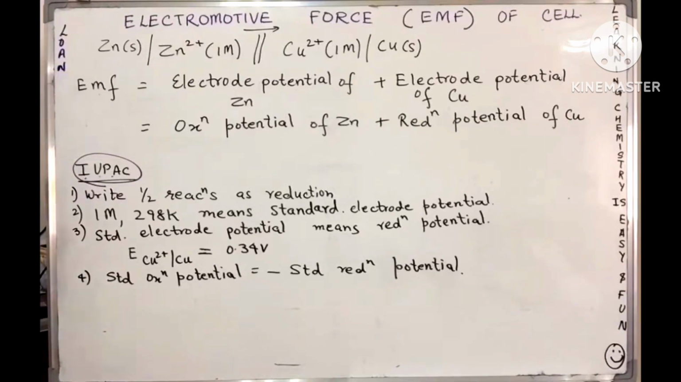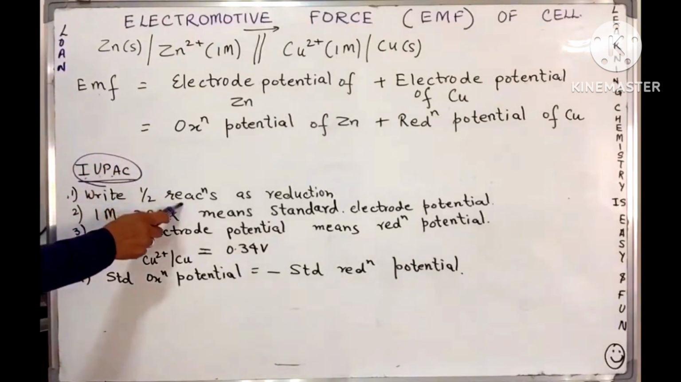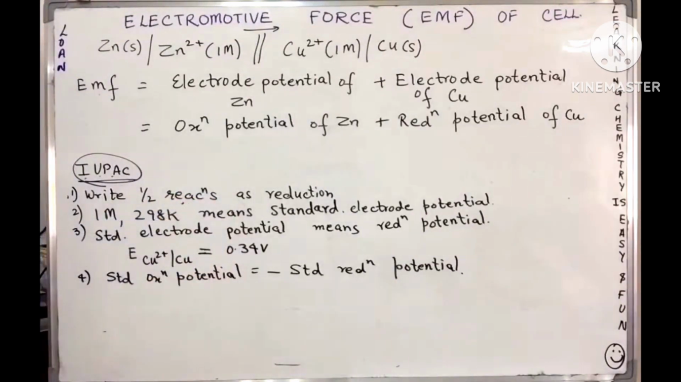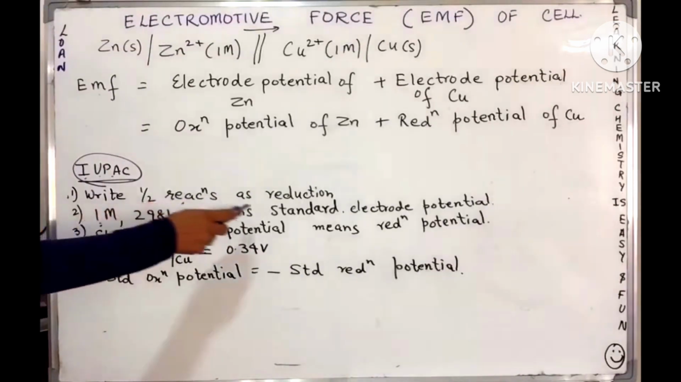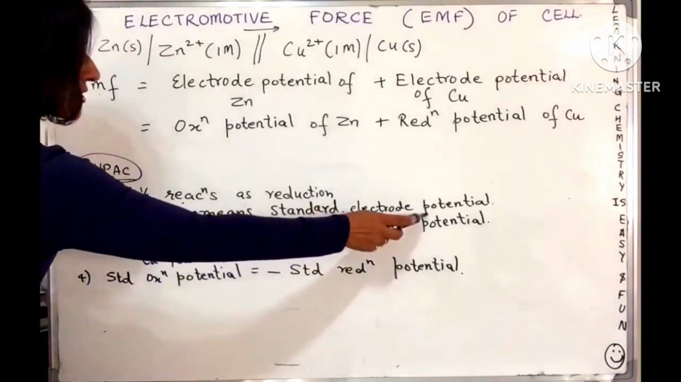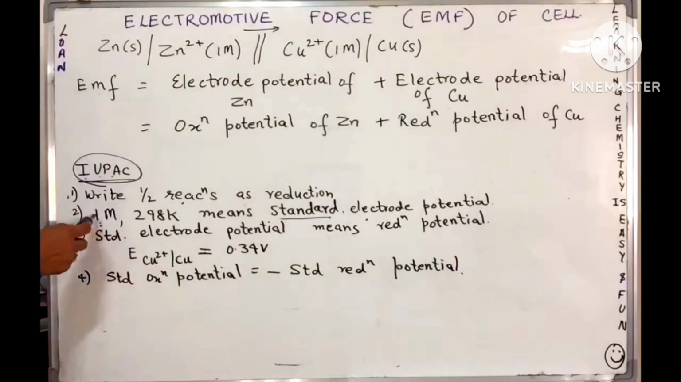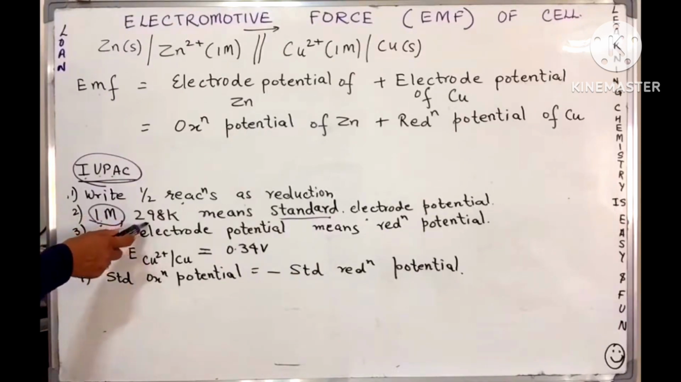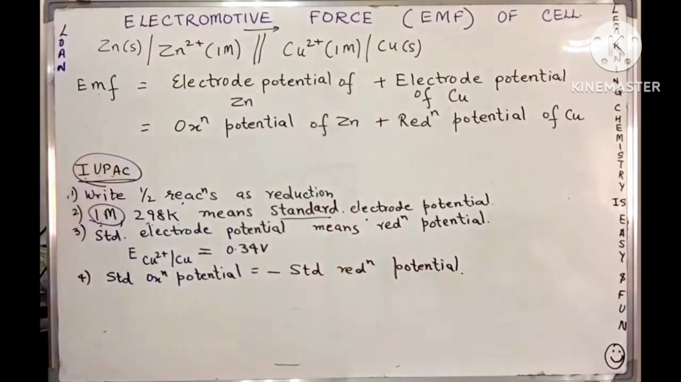And what are those rules? First, we will write all half reactions as reduction reactions. Second, we shall specify the concentration. So when we are talking about standard electrode potential, I mean a concentration of 1 mole per liter at a temperature of 25 degrees Celsius, which is equal to 298 Kelvin. 1 capital M means molarity, 1 mole per liter, and that is called standard electrode potential.